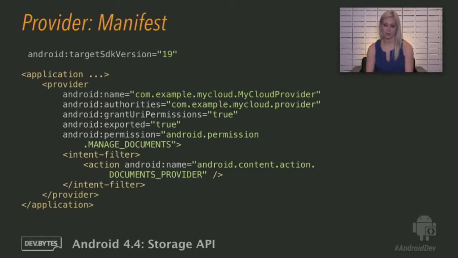So how to implement this? First of all, in your manifest, set your target SDK to 19. Next, add your provider. Your provider name in the manifest is the name of your Java class for your content provider. Mine is called myCloudProvider. Name your authority your package name plus provider. Your provider should be exported because you want other applications to see it, namely the system. Also, add the Manage Documents permission.